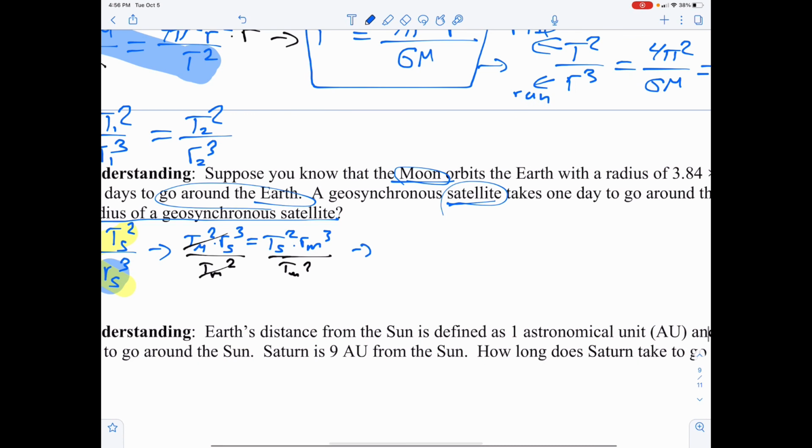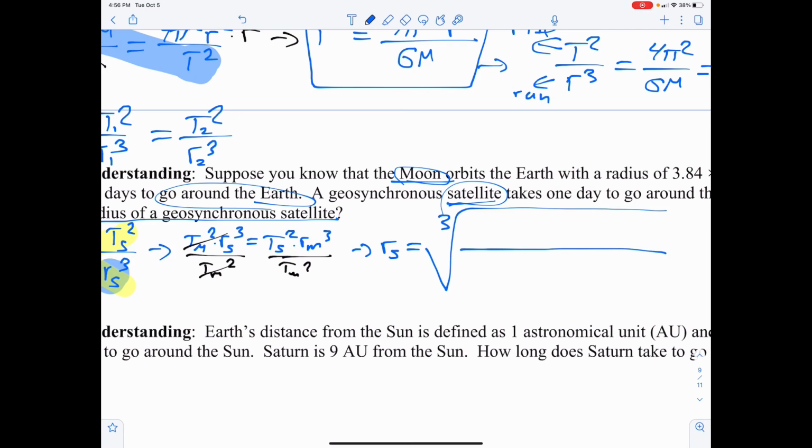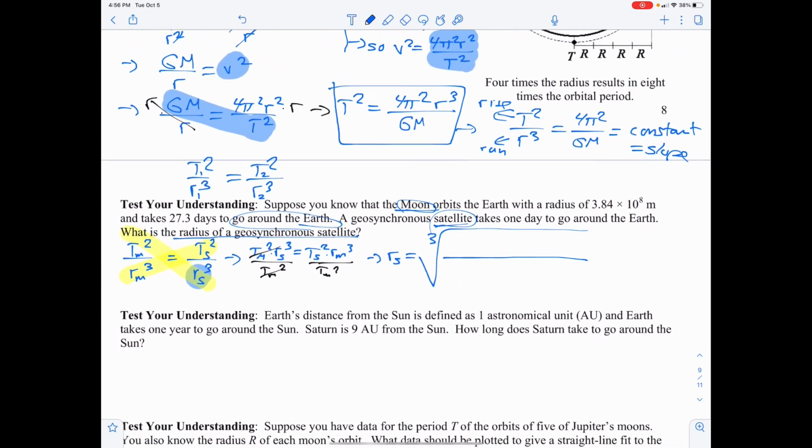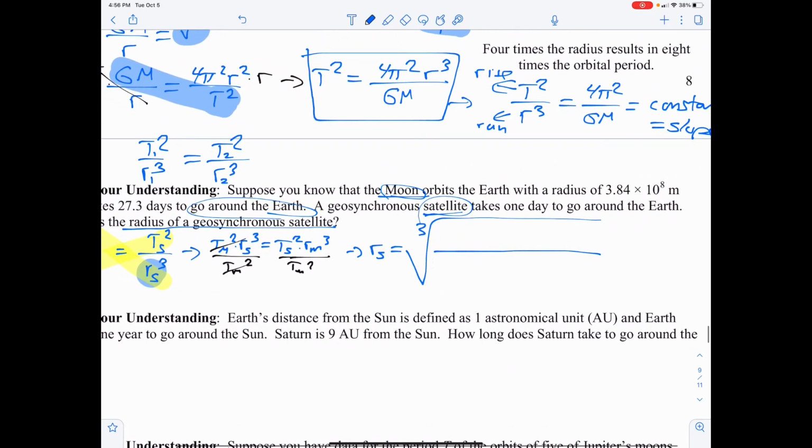And what we have here is rs is the cube root. We'll talk about how to take the cube root in a calculator in a minute. Cube root of what? Well, Ts squared is the satellite. Now the satellite takes 1 day, because geosynchronous means the satellite orbits at the same rotational rate as Earth. So Earth takes 1 day to spin around.